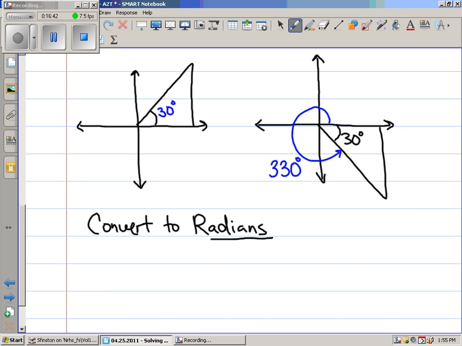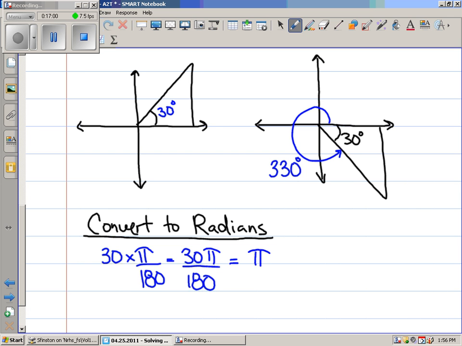And how do we convert to radians? Who remembers? Yeah, we're multiplying by pi over 180. You guys are amazing. I want you to know that. So that's 30 pi over 180, and what's that reduced down to be? Pi over 6, and that's one of the answers.